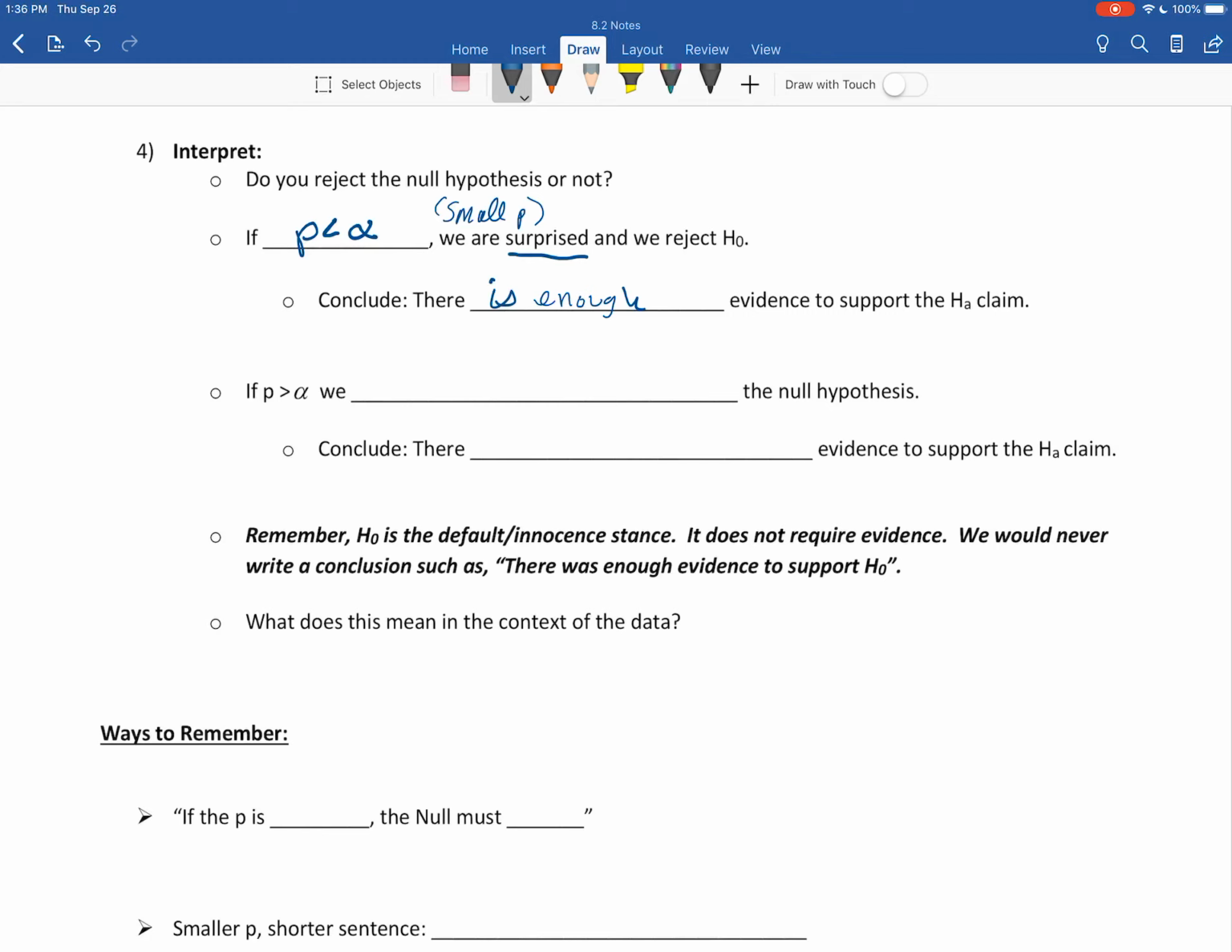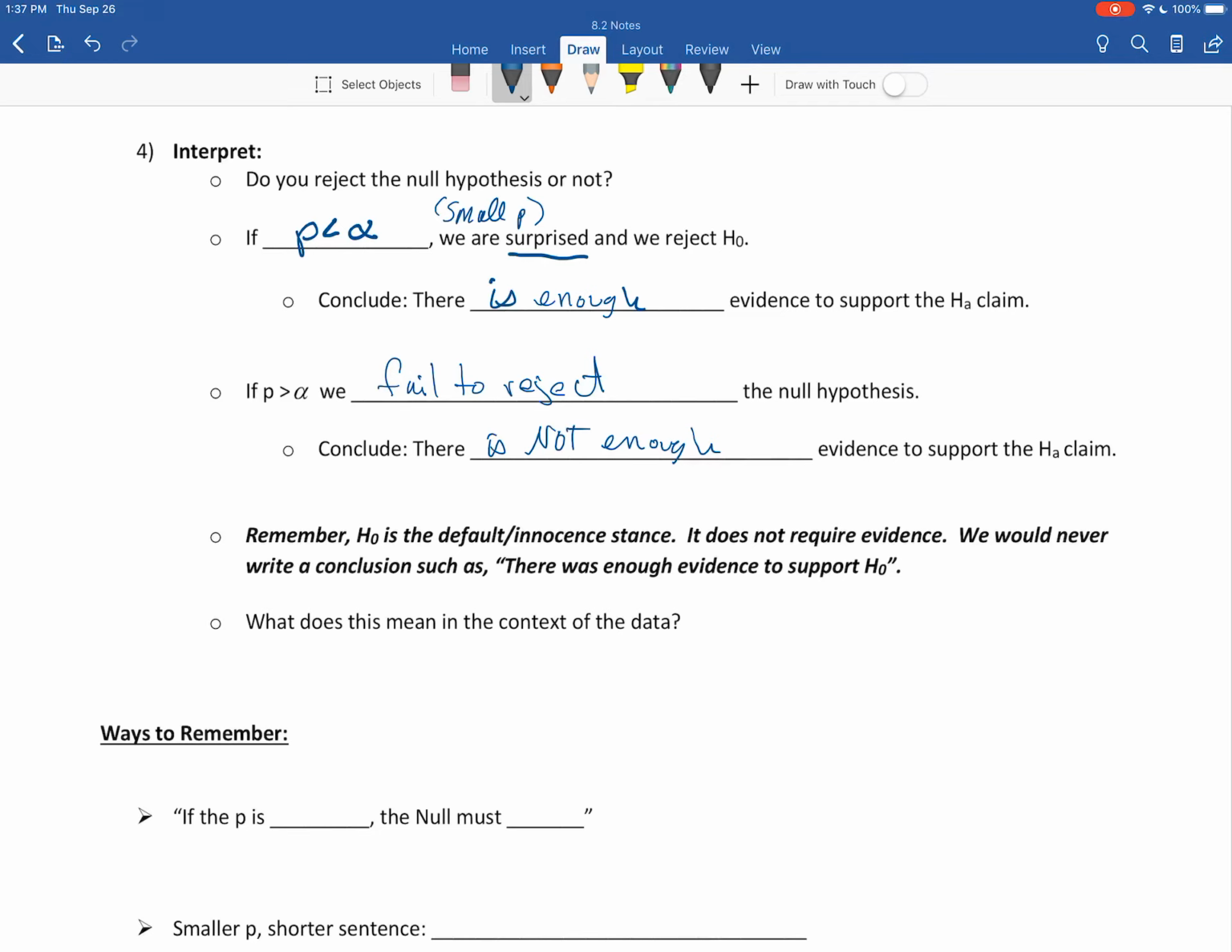However, if your p-value comes back larger than alpha, if you get a large p, you fail to reject the null. We conclude that there is not enough evidence to support the alternate claim.